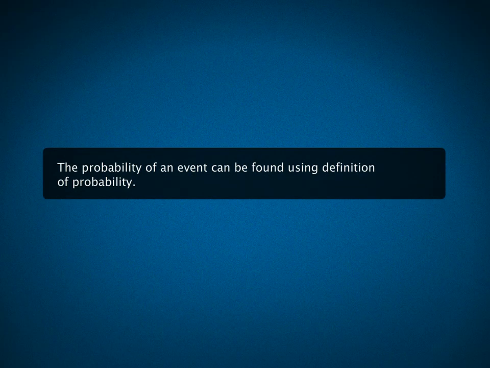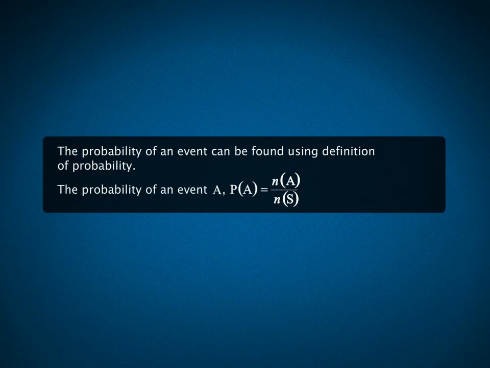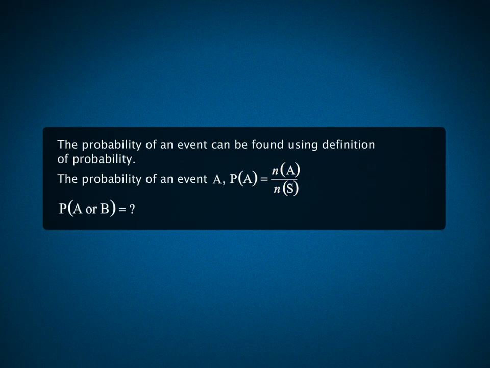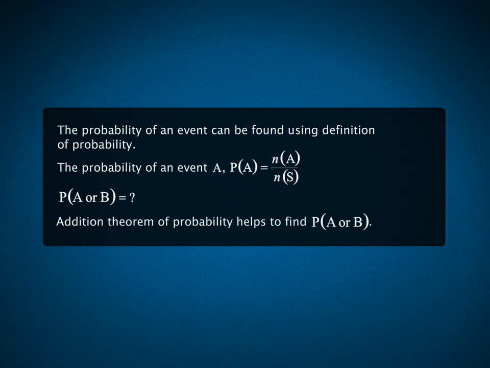We can find the probability of happening of an event by using the definition of probability. We know that the probability of an event A is equal to the number of sample points in the event A divided by the number of sample points in the sample space S. But this definition cannot be used to find the probability of at least one of the events A or B happening. A theorem known as Addition Theorem helps us solve these types of problems.